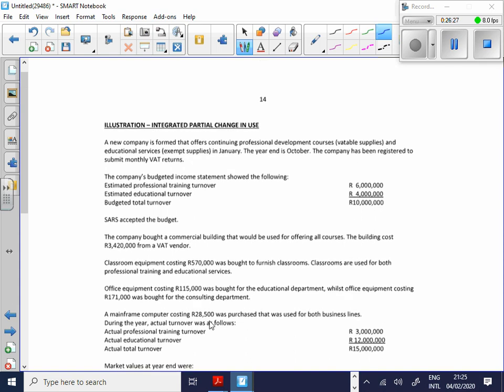Okay. So that's there. Guys, this illustration I'm not doing. The reason I've got this illustration is if you've got a company that's starting up. How do you get your initial percentage if you're a company that's starting up? Whatever you submit to SARS is your budget, and SARS has got to accept that budget. So the first year will be based on your budget, and then you'll adjust each year.